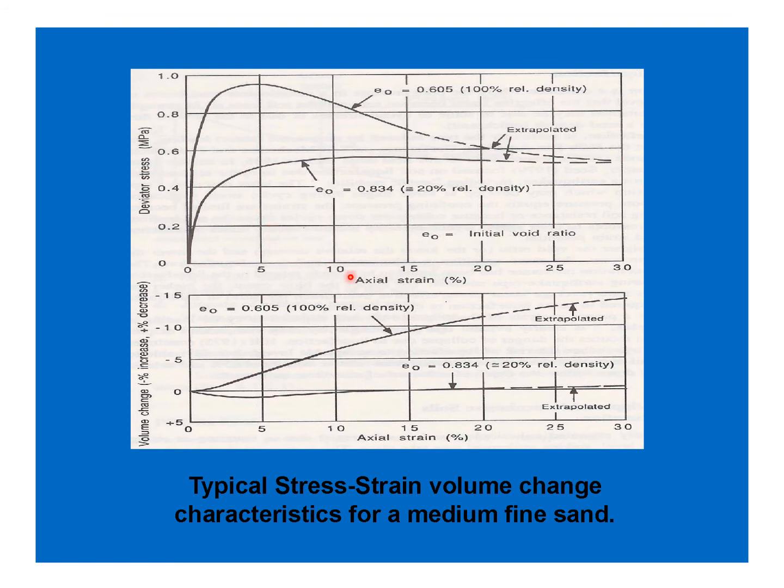You can see the axial strain along horizontal axis and the deviator stress. So you are having this type of behavior when the relative density is less, and when the relative density is very high, then you are having this type of shape. And here you can see the axial strain and the volume change in percentage. So this curve is meant for that case where the 100% relative density is there, and this is meant for the case where the relative density is 20. So just this is one example which is given.